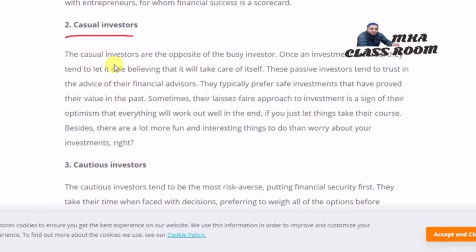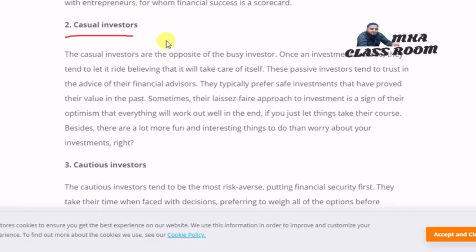Number 2, casual investors. The casual investors are the opposite of busy investors. Once an investment is made, they tend to let it ride, believing that it will take care of itself. They invest fast and they don't look after their investment. They think it will take care of itself. That's the casual investors.